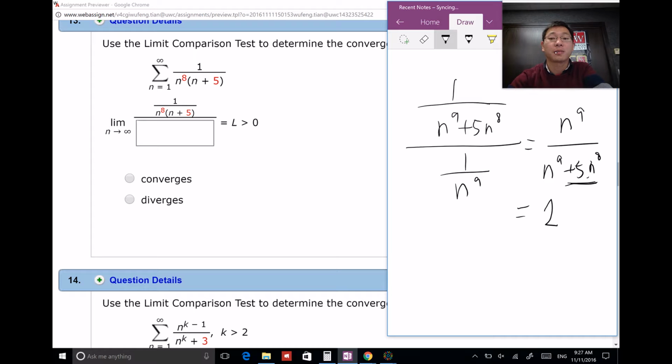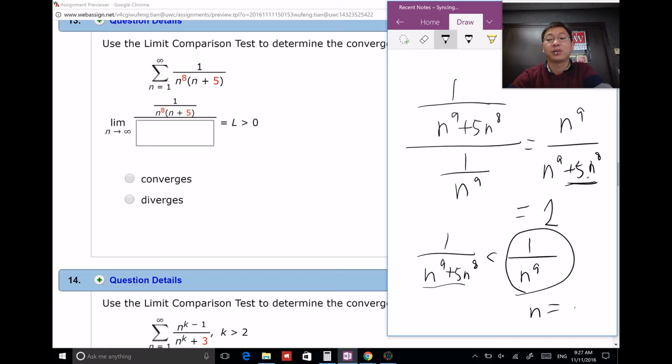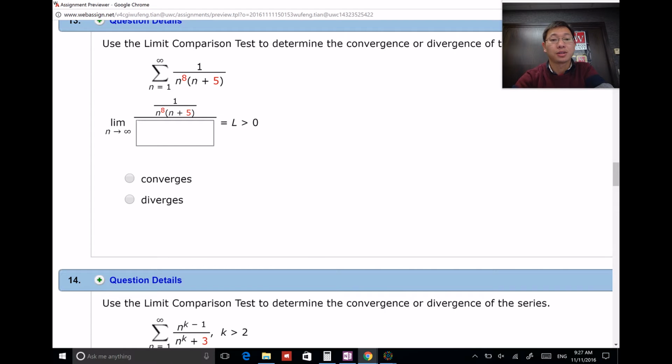Or you can directly use the comparison test. You know that 1 over n to the power 9 plus 5n to the power 8 is strictly less than 1 over n to the power 9, because the denominator is bigger, so the whole thing is less than this one. This one converges. Direct comparison is okay too. So this one converges because this is a p-series with p equals 9. Okay, so next one.